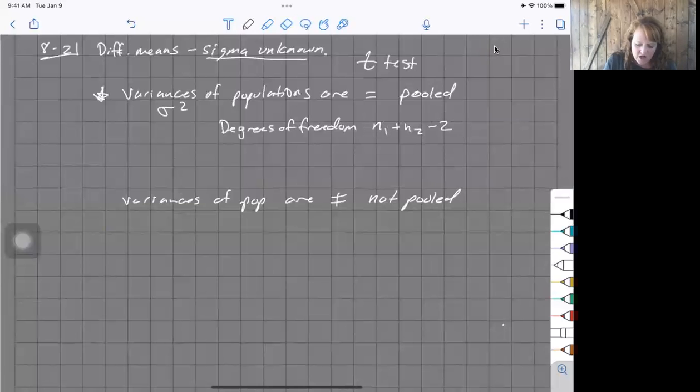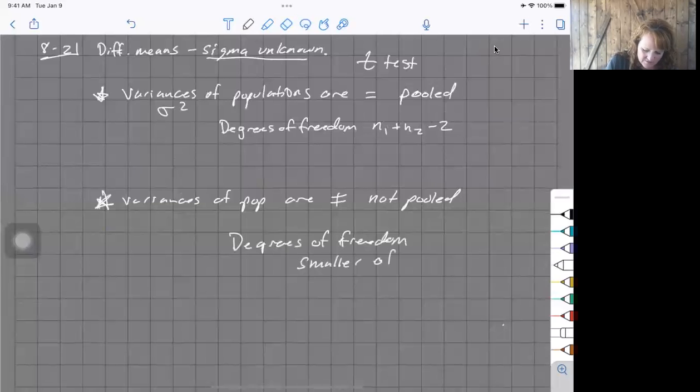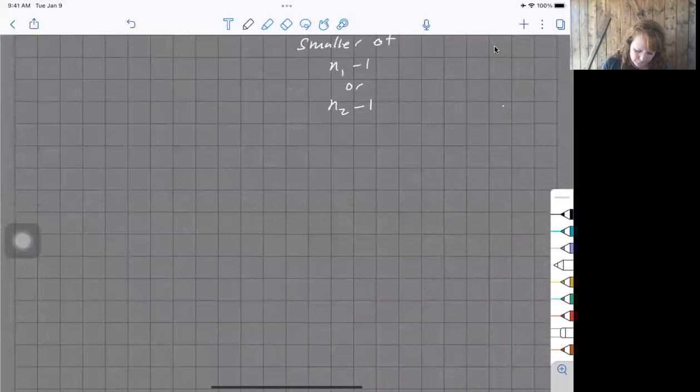If the variances are not equal and the data is not pooled, then the way that you calculate your degrees of freedom is you're going to take the smaller of n1 minus 1 or n2 minus 1. So it's not pooled, so we can't combine them to get a degrees of freedom. It's unpooled, so we have to look at both degrees of freedom and pick the smaller one. Okay. All right, let's walk through a problem.